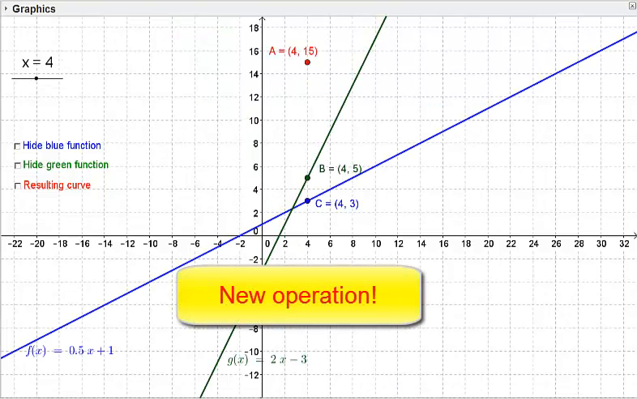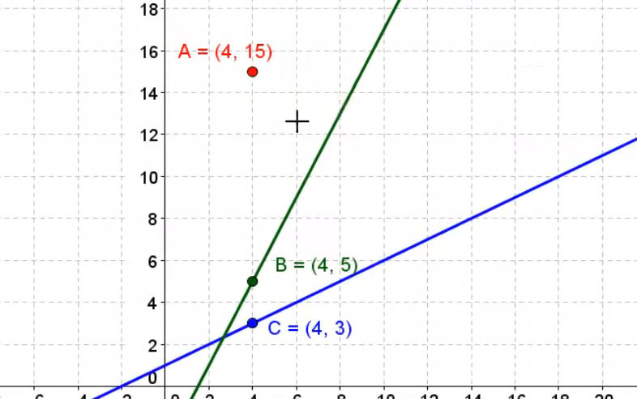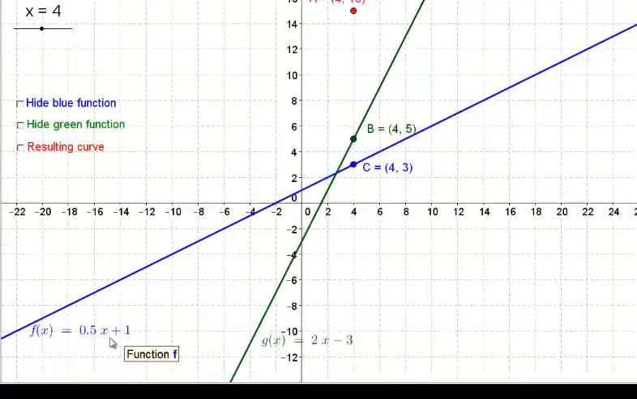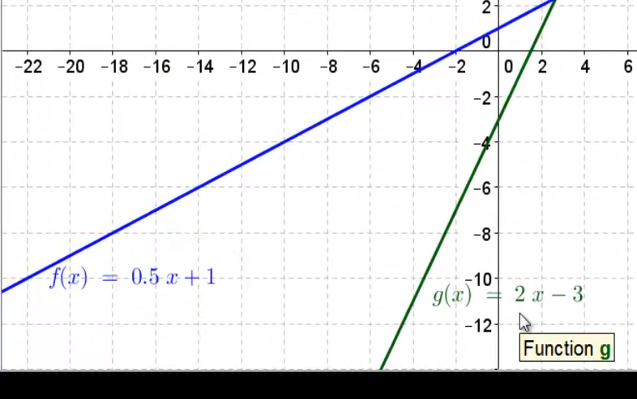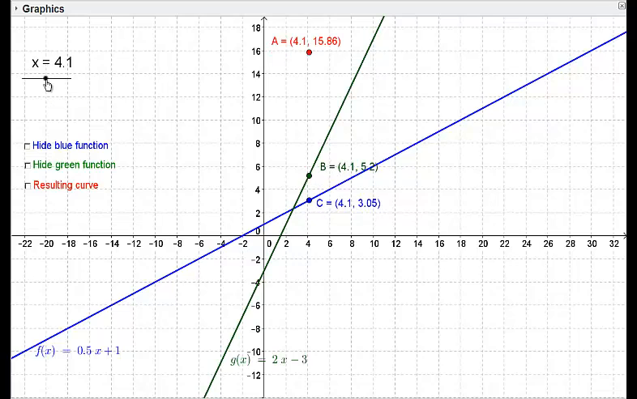Now I've changed the operation happening between the blue and the green function. Have a look at A's y-coordinate now compared to B and C. Think about what operation must be happening between the blue and green functions now. It must be multiplication. Now what happens algebraically when you multiply an expression like this by an expression like this? What kind of an expression do you end up with? Use that to predict what kind of function A is going to form as I move the x slider around.